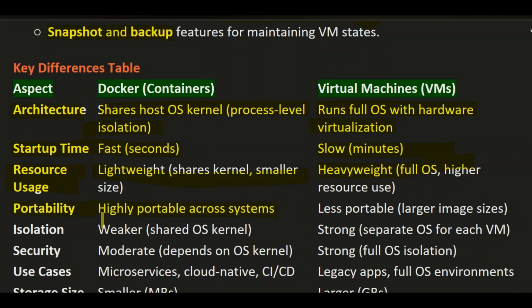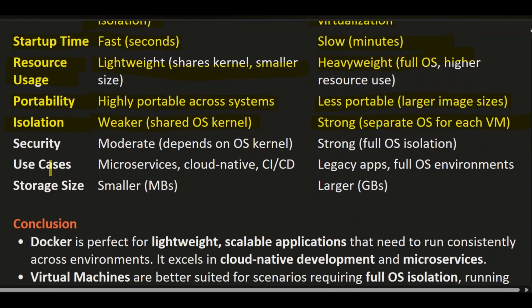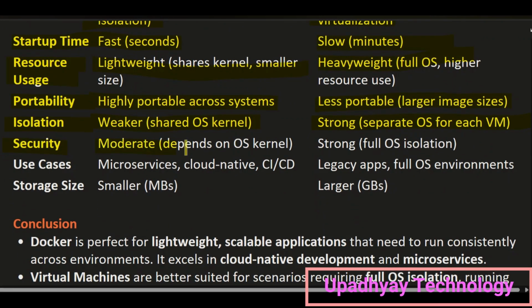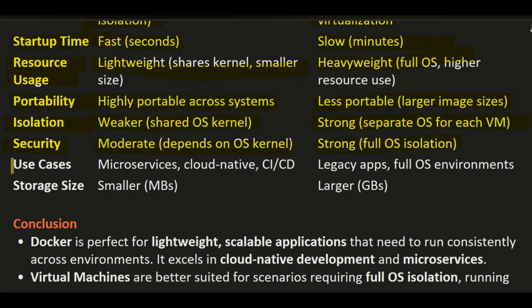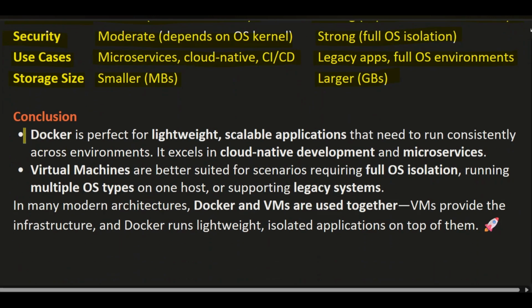Portability: highly portable across systems, versus less portable, larger image sizes. Isolation: weaker, shared OS kernel, versus strong, separate OS for each VM. Security: moderate, depends on OS kernel, versus strong, full OS isolation. Use cases: microservices, cloud-native, CI/CD, versus legacy apps, full OS environments. Storage size: smaller, MBs, versus larger, GBs.